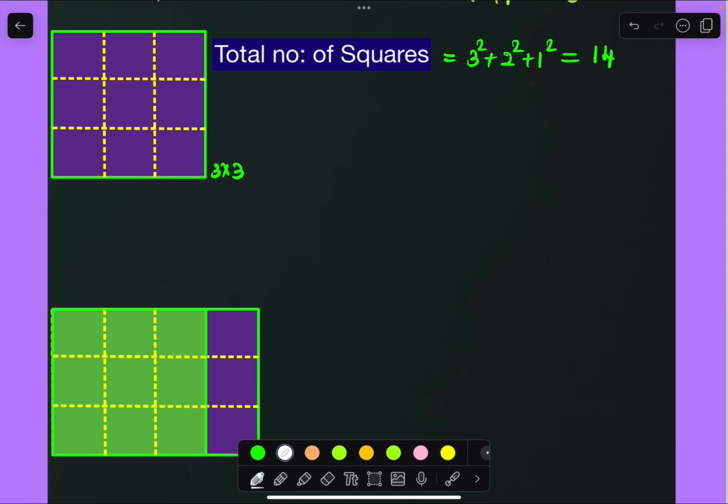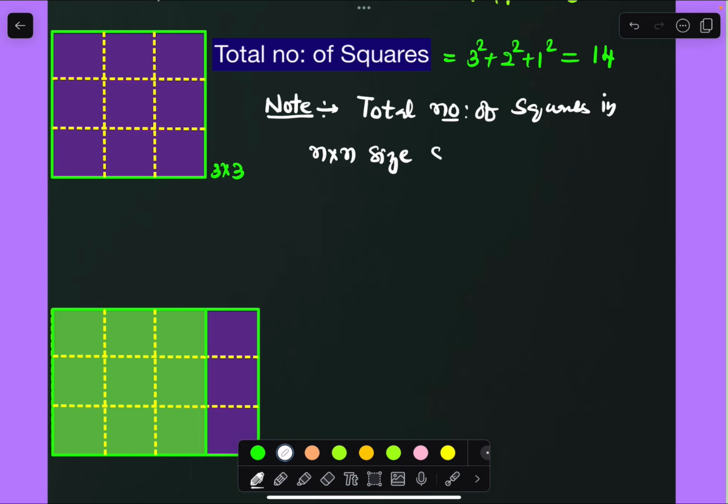Finally, the total number of squares in that grid, n by n grid also we can write directly. Therefore I'm giving a formula here. The total number of squares in an n by n size square grid is equal to how much here, which is nothing but 1 square plus 2 square plus 3 square and so on plus n square, right?